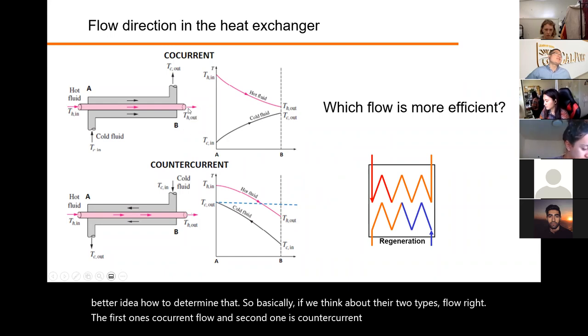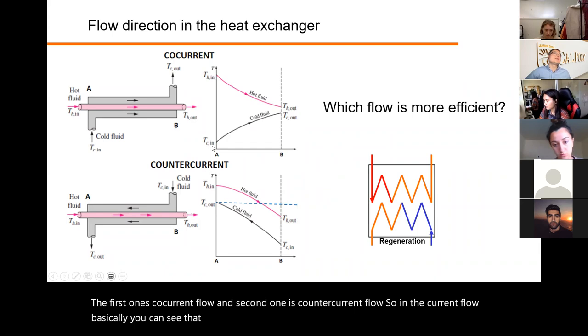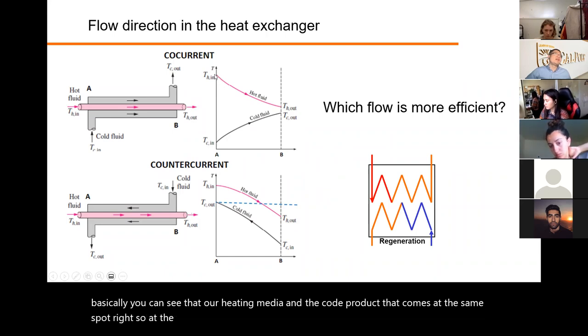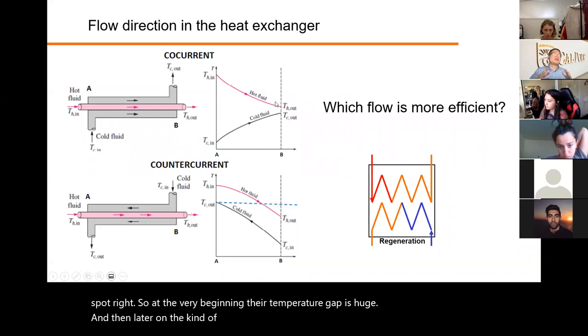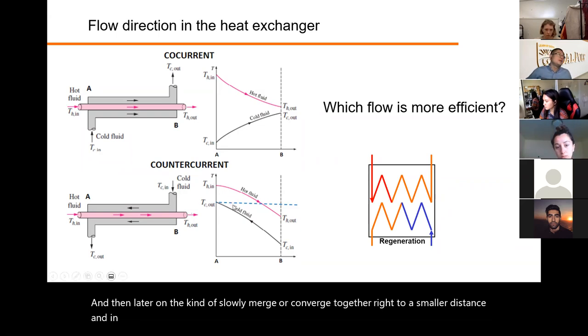So in the co-current flow, you can see that our heating media and the cold product come in at the same spot, right? So at the very beginning, their temperature gap is huge. And then later on, they slowly converge to a smaller distance. And in the counter-current flow, their temperature gap looks quite constant throughout the entire process, right?